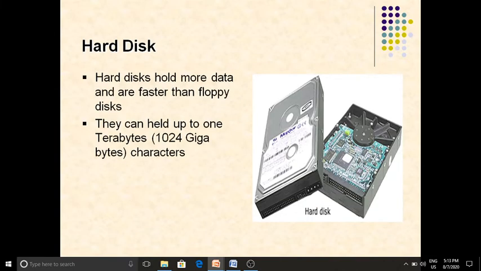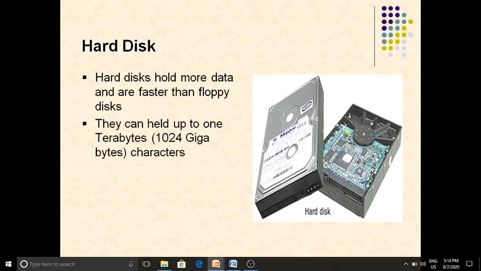Next, hard disks hold more data and are faster than floppy disks. At present, the part we are using in computer systems is the hard disk. It holds more data and is faster than a floppy disk. They can hold up to 1 terabyte, that is 1024 gigabytes of characters. That is what a hard disk drive can hold.